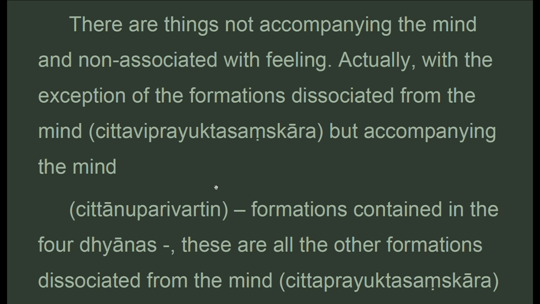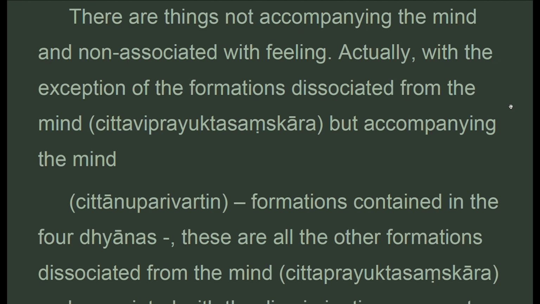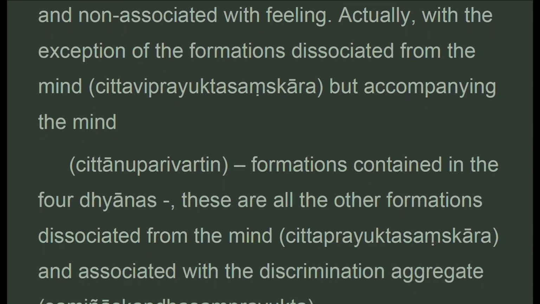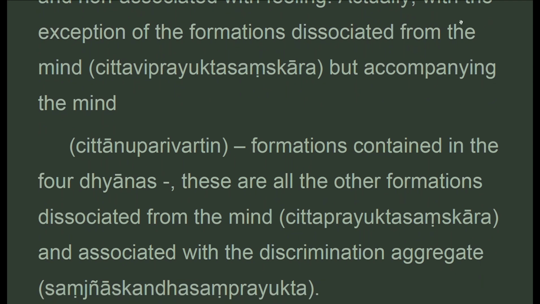Mind and associated with feeling. Actually, the four dhyanas contain: a. the aggregate of discrimination, b. the associated aggregate of volition.